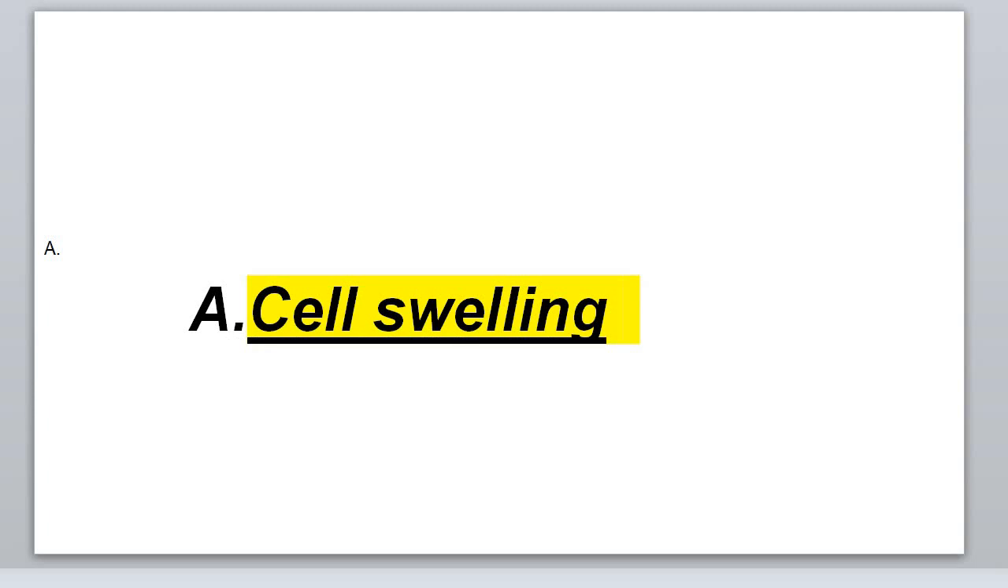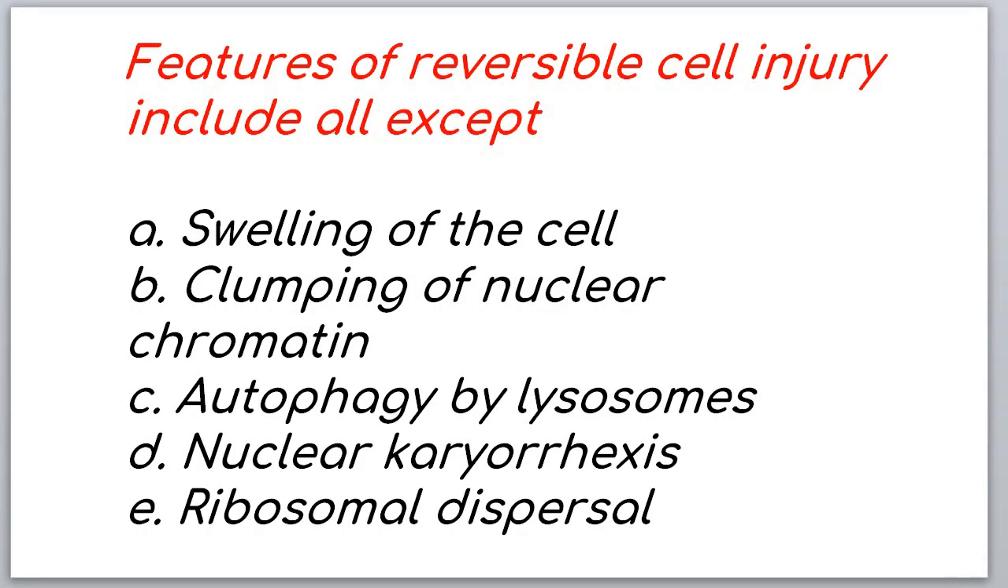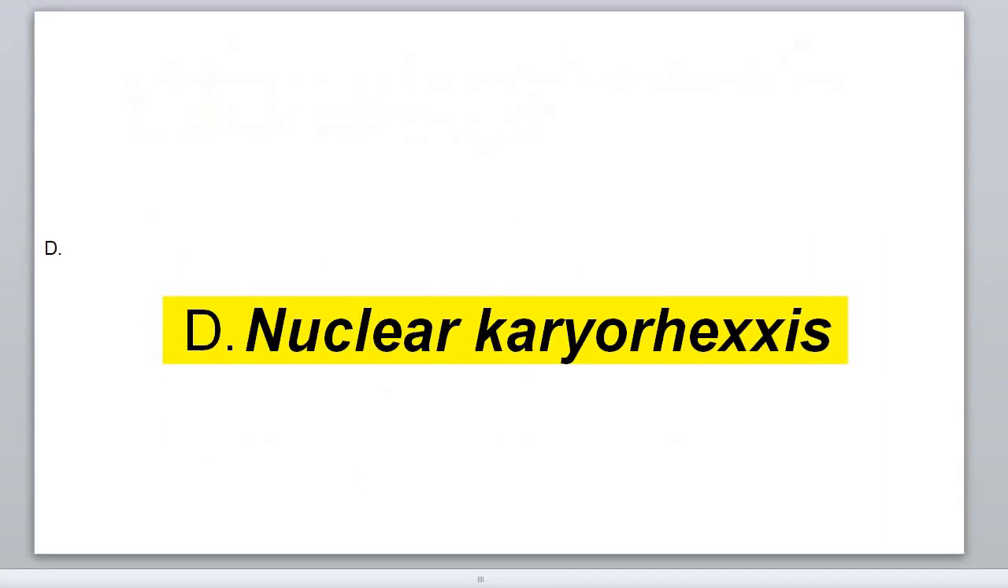Features of reversible cell injury include all except: option A, swelling of the cell; option B, clumping of nuclear chromatin; option C, autophagy by lysosomes; option D, nuclear karyorrhexis; option E, ribosomal dispersal. Option D, nuclear karyorrhexis, is the correct option.